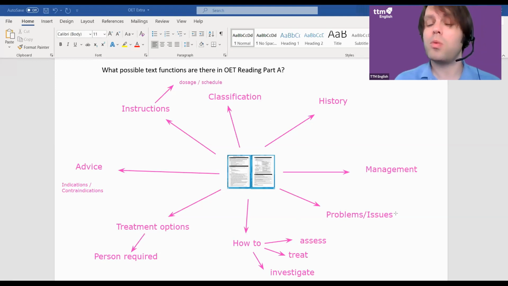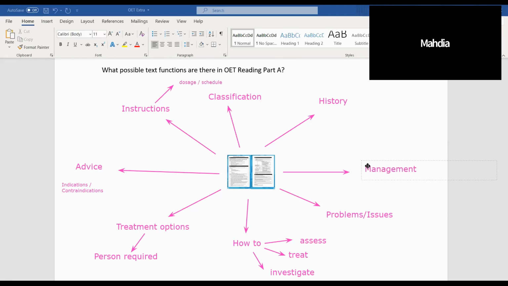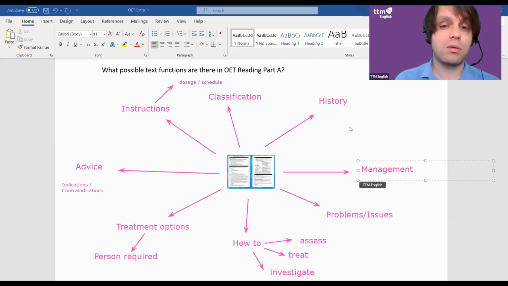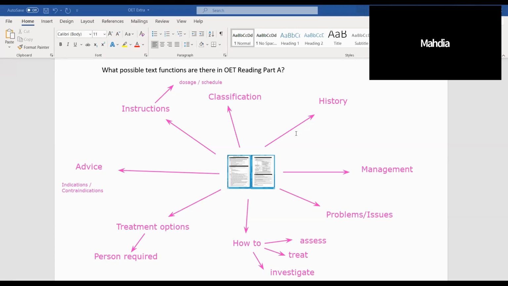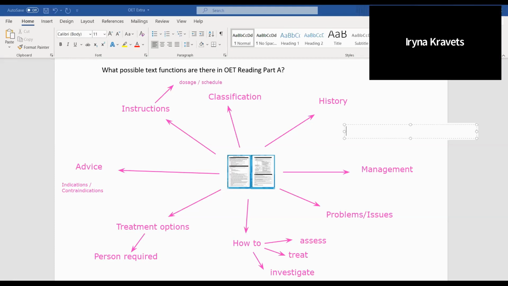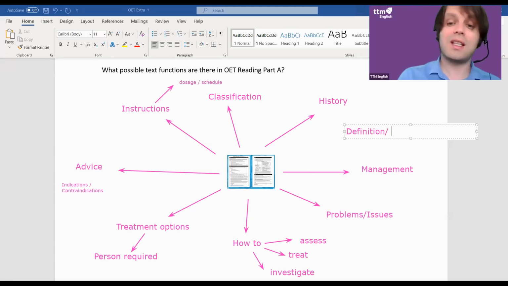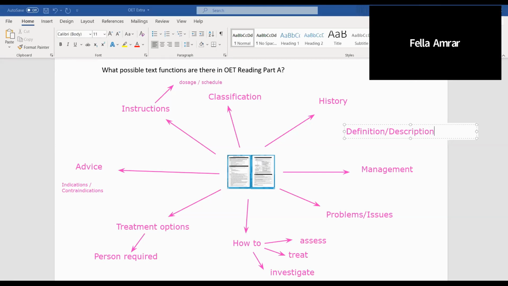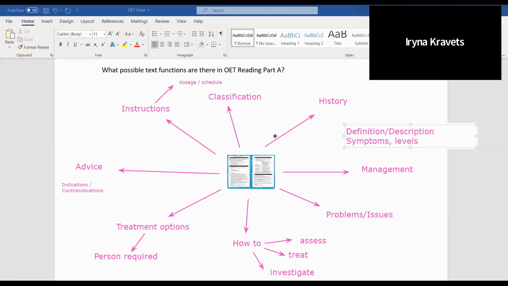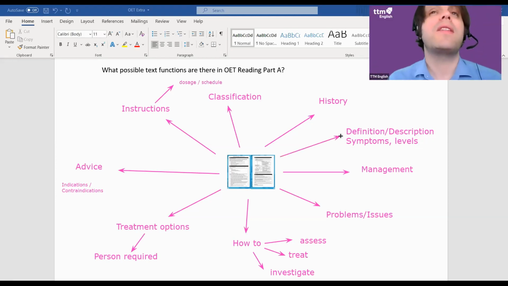Yeah. Management. What's the function of management? Drug therapy protocol. It's a bit like how to protocols. Protocol, yeah. What about something that just tells you symptoms? Would that be a description? Definition of some kind? Definitions. Yeah. Have we got definition there? No, it's more like a description. Definition, right? Or description. It's the same thing, isn't it? A definition and a description. Yes. Okay. So that could be symptoms. What else is going to be there? Maybe symptoms level as well. Levels. Okay. Complications.